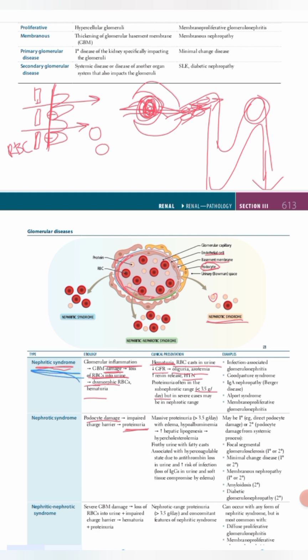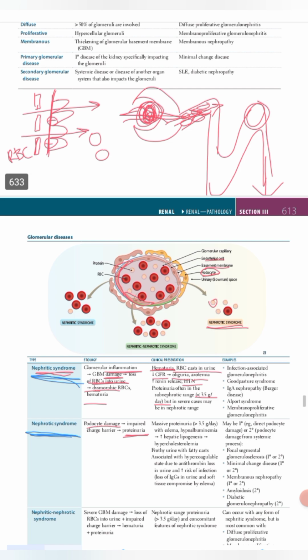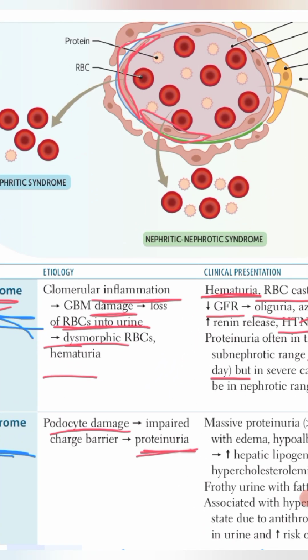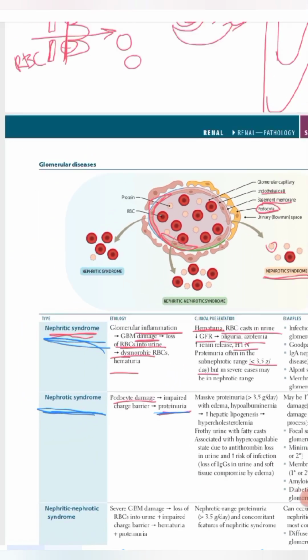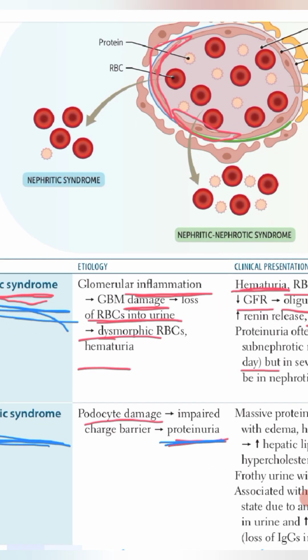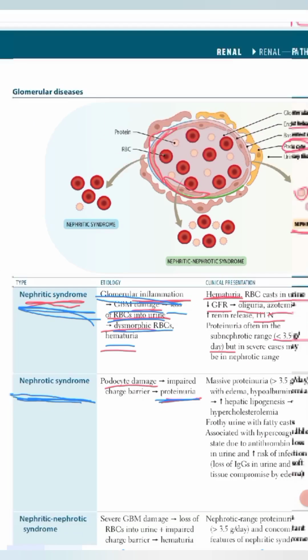Our next topic of discussion from First Aid renal pathology is nephritic syndrome. In our previous lecture, we discussed nephrotic syndrome, in which there was damage to the podocytes and an impaired charge barrier, and there was proteinuria. In nephritic syndrome, there is glomerular inflammation, which leads to glomerular basement membrane damage. There is loss of RBCs in the urine, dysmorphic RBCs, and hematuria.